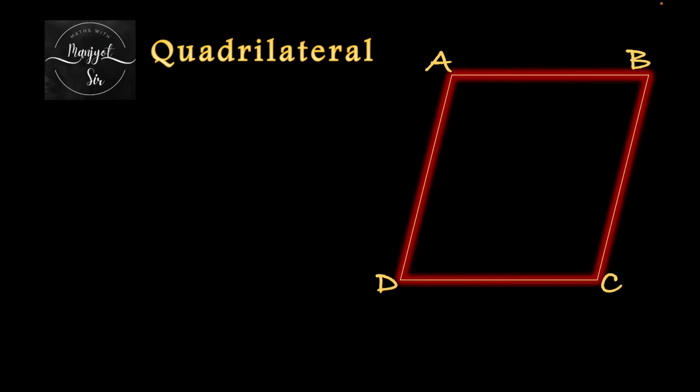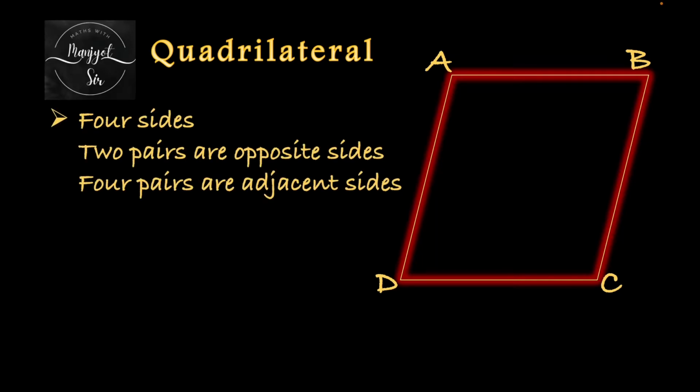So here I have drawn one quadrilateral ABCD, and if you observe this quadrilateral ABCD, it has a total of four sides: AB, BC, DC and AD. So a quadrilateral has four sides, from which there are two pairs of opposite sides. See, observe AB. The side opposite to AB is CD. So AB and CD are a pair of opposite sides. Similarly, if you observe AD, the side opposite to AD is BC. So AD and BC are a pair of opposite sides. So we have two pairs of opposite sides.